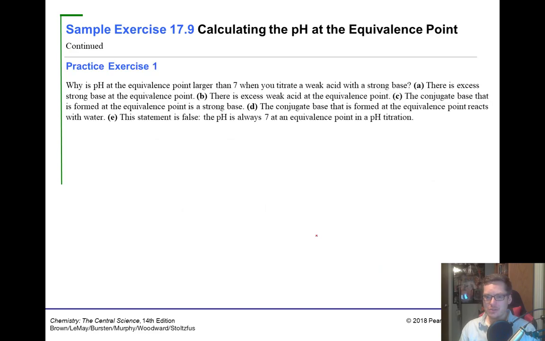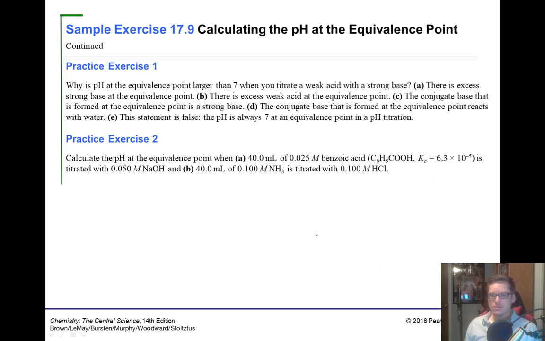All right, let's do some practice problems here. It says, why is the pH at the equivalence point larger than 7 when you titrate a weak acid with a strong base? Well, if we're larger than 7, this means that we have a basic solution. So essentially they're asking why your solution is basic at the equivalence point when you have a weak acid and a strong base. Well, we established before that that's because the conjugate base is the only thing left in solution, and that conjugate base is going to act like a base and create hydroxide.